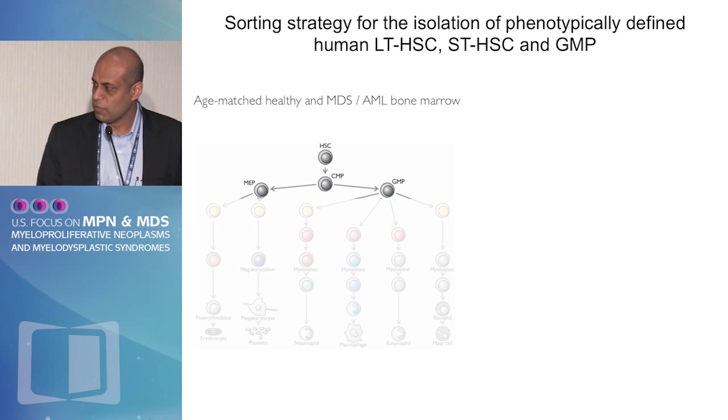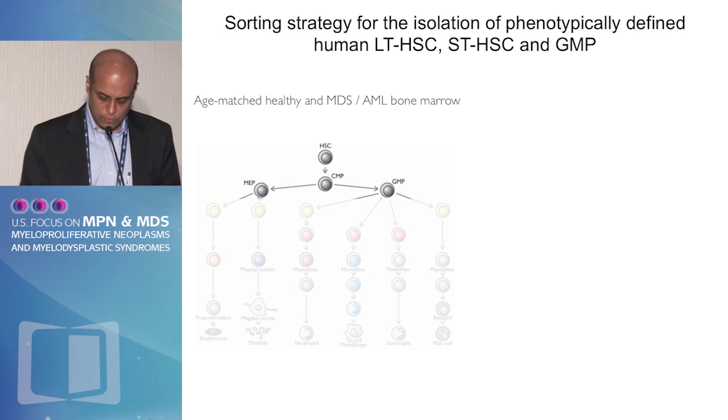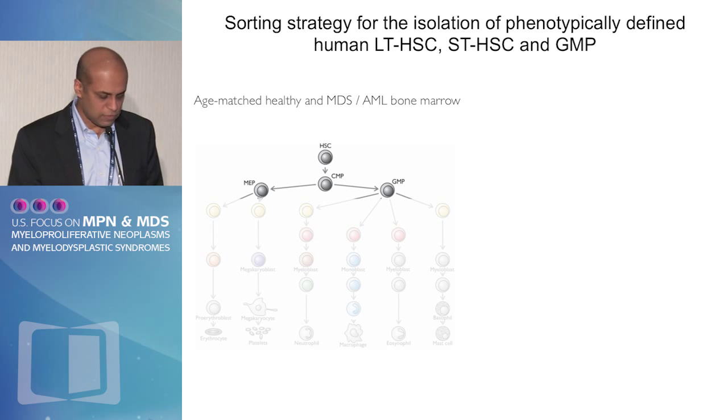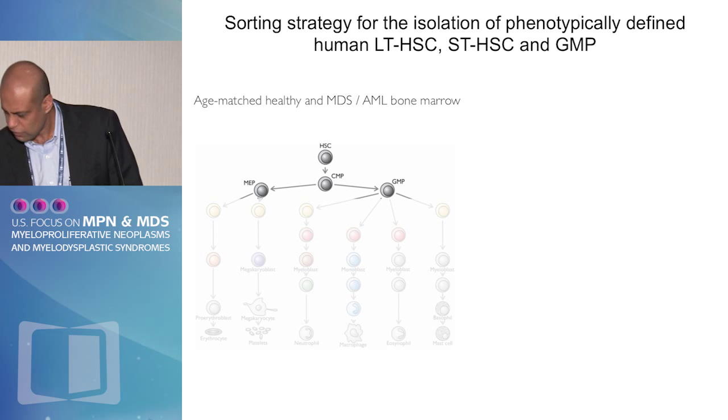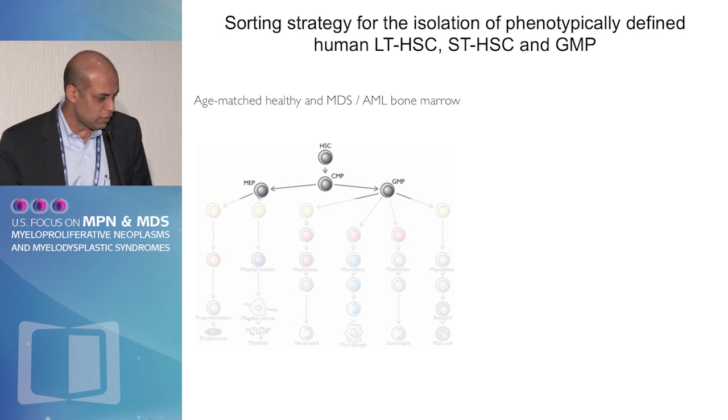Now, phenotypically, if you look in an AML or an MDS, you will find stem cells and progenitors in the bone marrow, and they don't look any different from normal stem cells and progenitors. This shows the hierarchy of hematopoiesis. You have stem cells and a variety of progenitors that give rise to differentiated cell types.